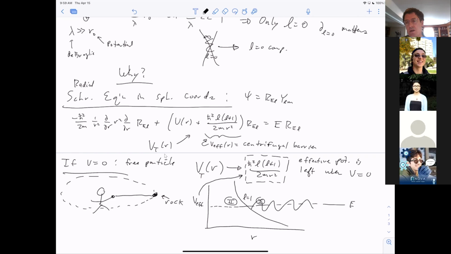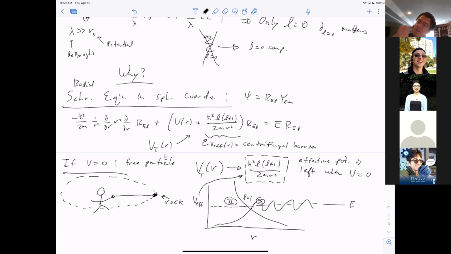Is it bound? A decaying exponential. Exactly, because that's the classically forbidden region. And so the wave function goes to 0 very quickly in that region.